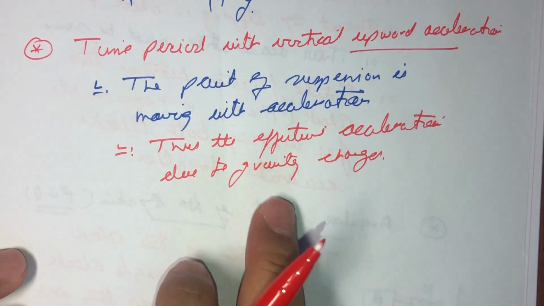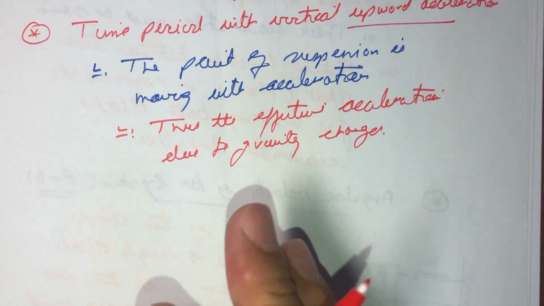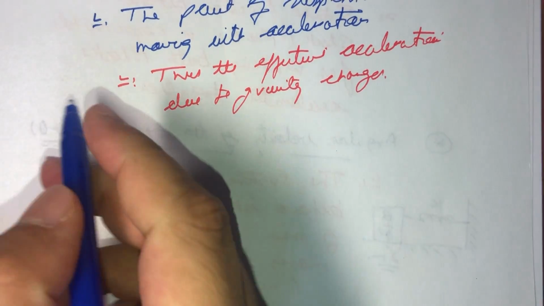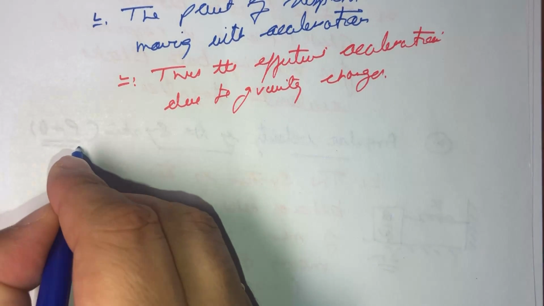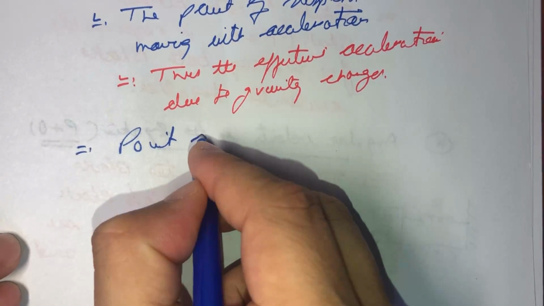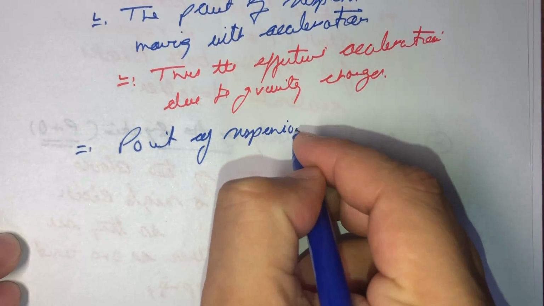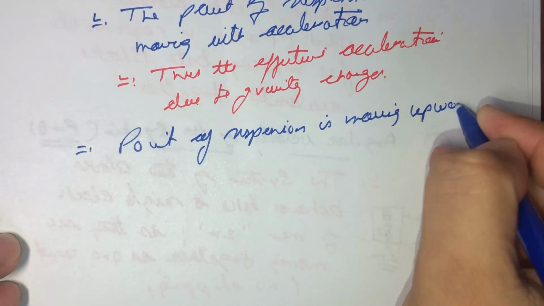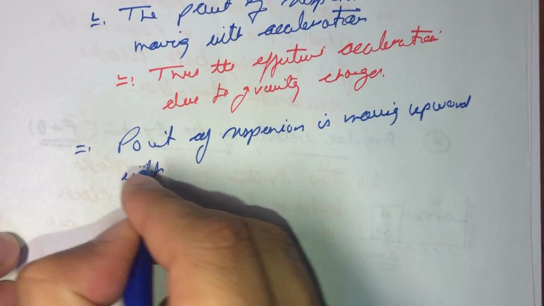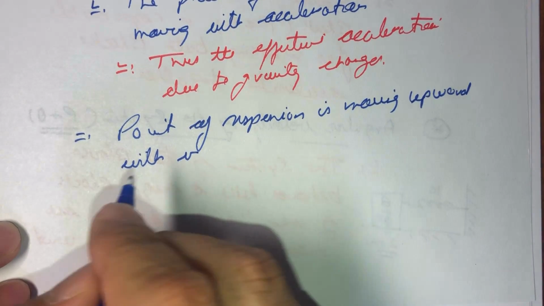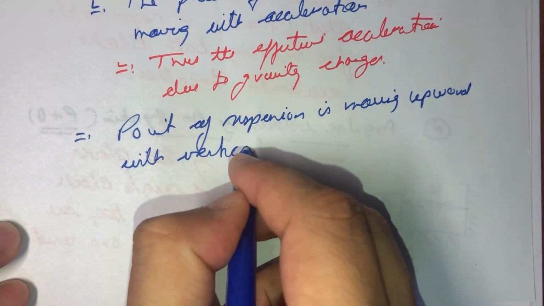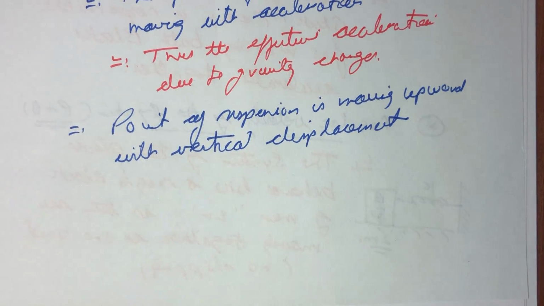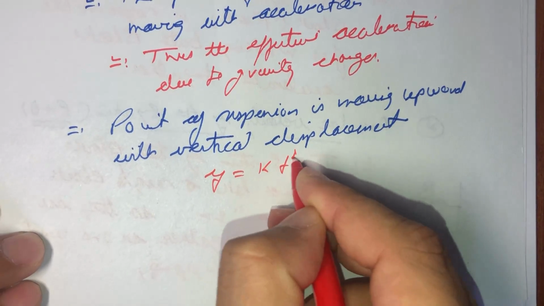We are going to find this effective acceleration, which in this case will be the acceleration due to gravity combined with the upward motion. The point of suspension is moving upward with the vertical displacement relation given as y is equal to kt square.